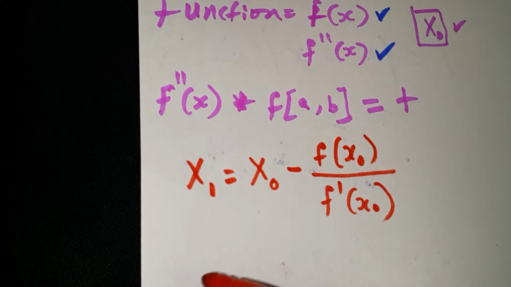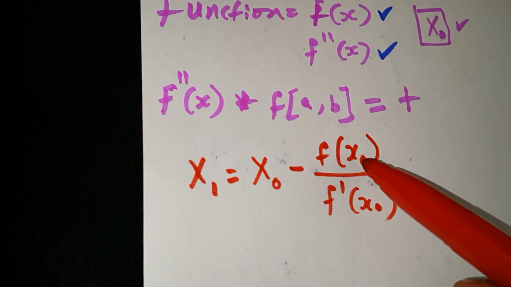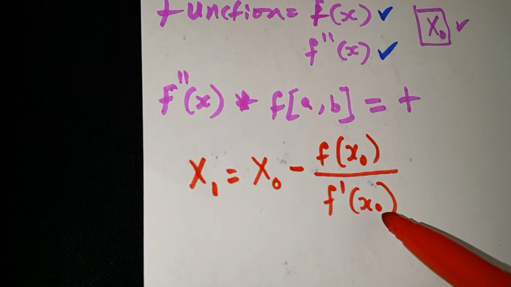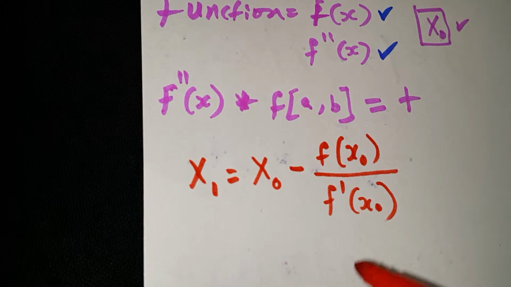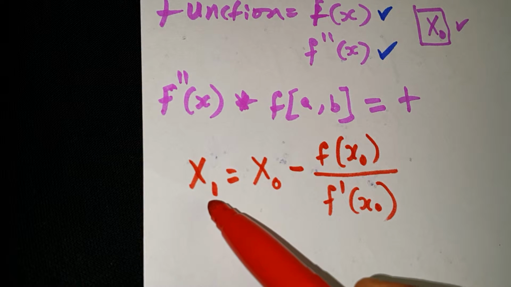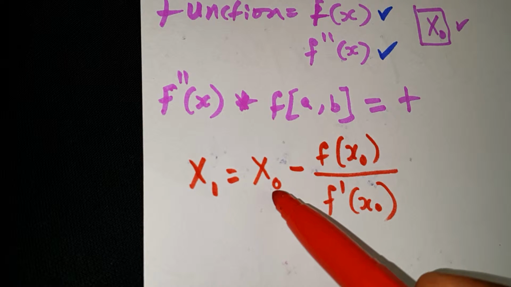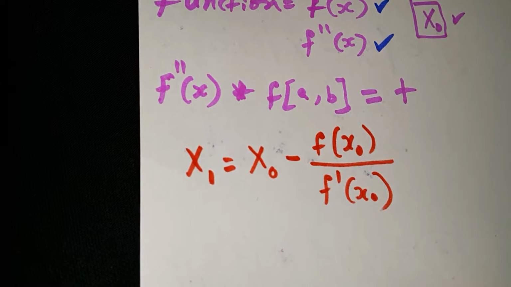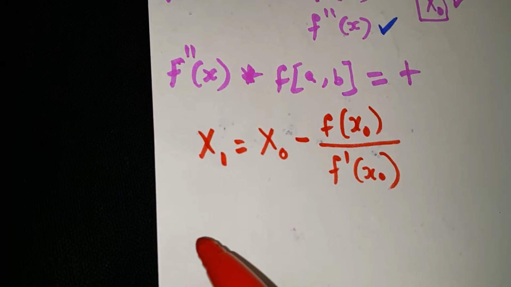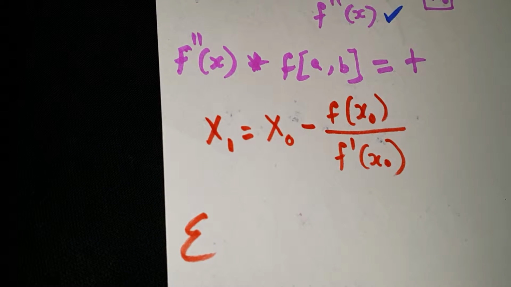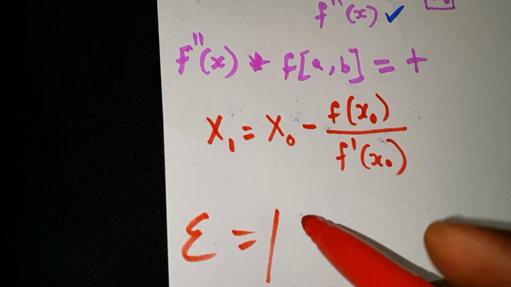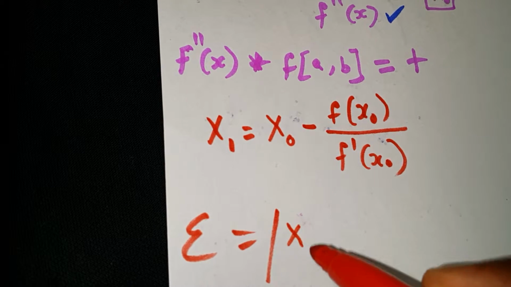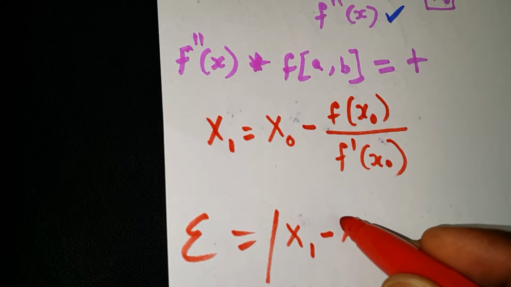Then when you're looking for x2, here will be x1, f of x1, and f prime of x1. When you're looking for x3, similarly, this place will be x2, f of x2, f prime of x2, and so on. Finally, when we have to find the error, we know that our error here is x1 minus x0.